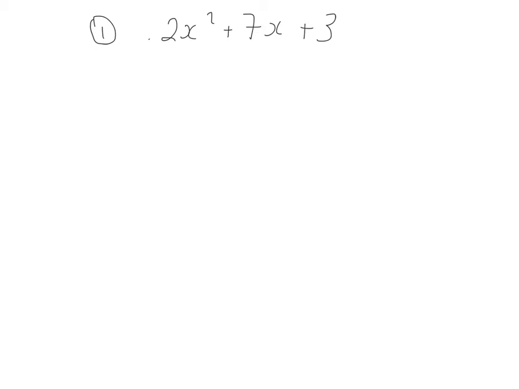Right, so what makes this a wee bit trickier is that the coefficient, the value in front of x squared, is bigger than 1. So what we do here is we take the number in front of x squared, 2, and we multiply it by the number at the end, which is plus 3, and that's 6. We're now looking for two numbers that multiply together to give 6 and add together to give 7. So that's 1 and 6.